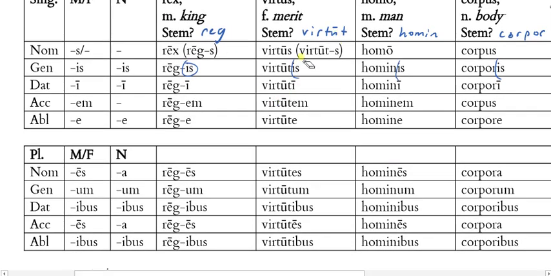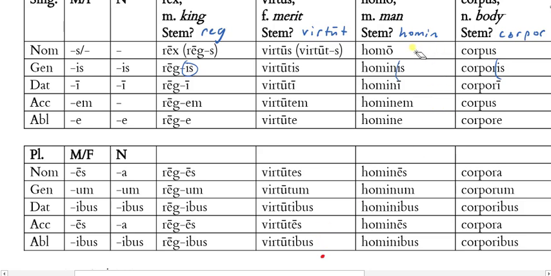All right. So let's just read through these now. So here we have merit or virtue or worth, virtus, virtutis, virtuti, virtutem, virtute. So merit, of merit, to merit, for merit, merit, with merit. Virtutes, virtutum, virtutibus, virtutes, virtutibus.